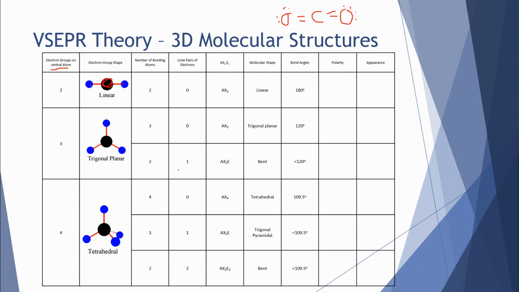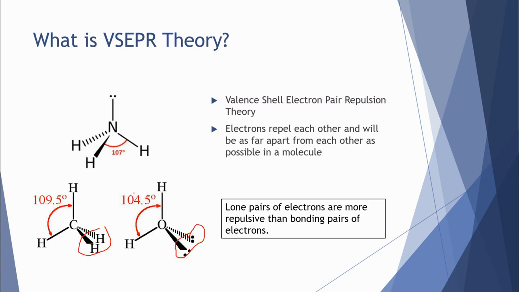A tetrahedral shape has 4 electron domains, 4 electron groups, so it could have 4 bonding atoms and 0 lone pairs of electrons. It could have 3 bonding atoms and 1 lone pair of electrons, or it could have 2 bonding atoms and 2 lone pairs of electrons. And all 3 of these would be considered, the electron geometry is tetrahedral.